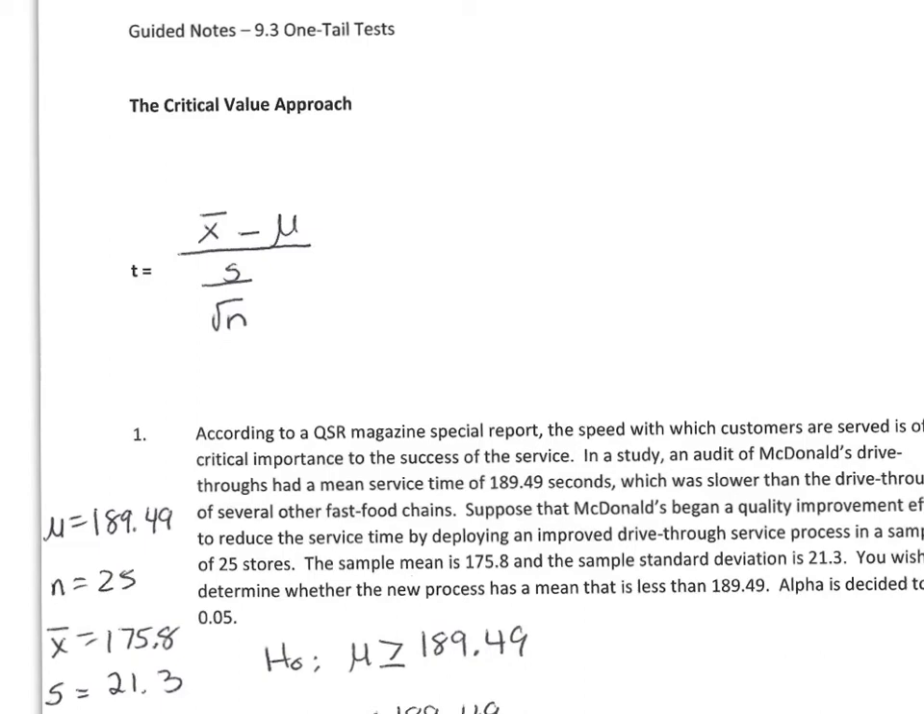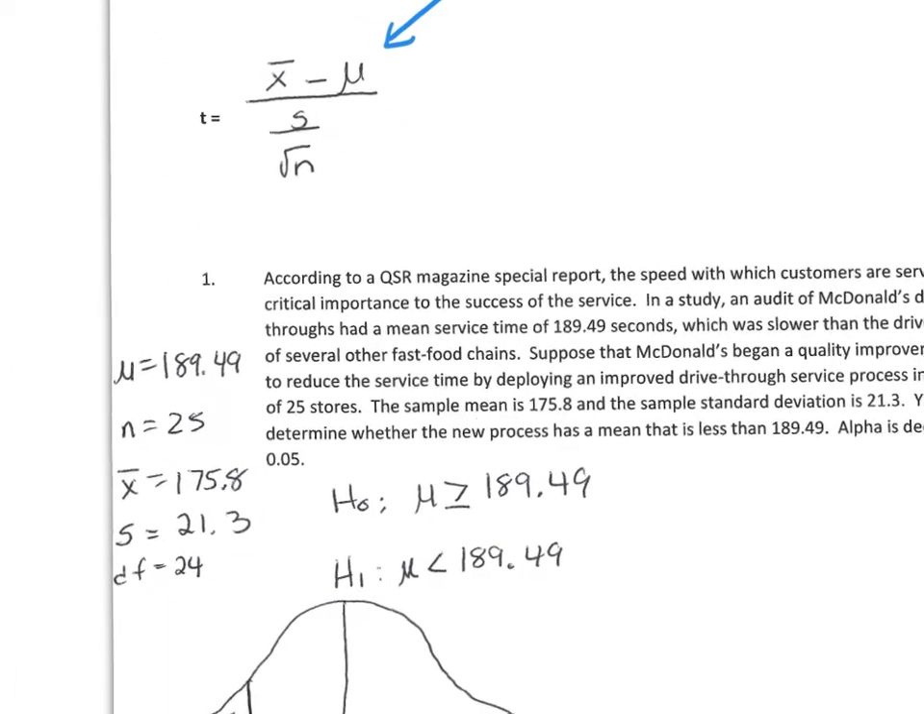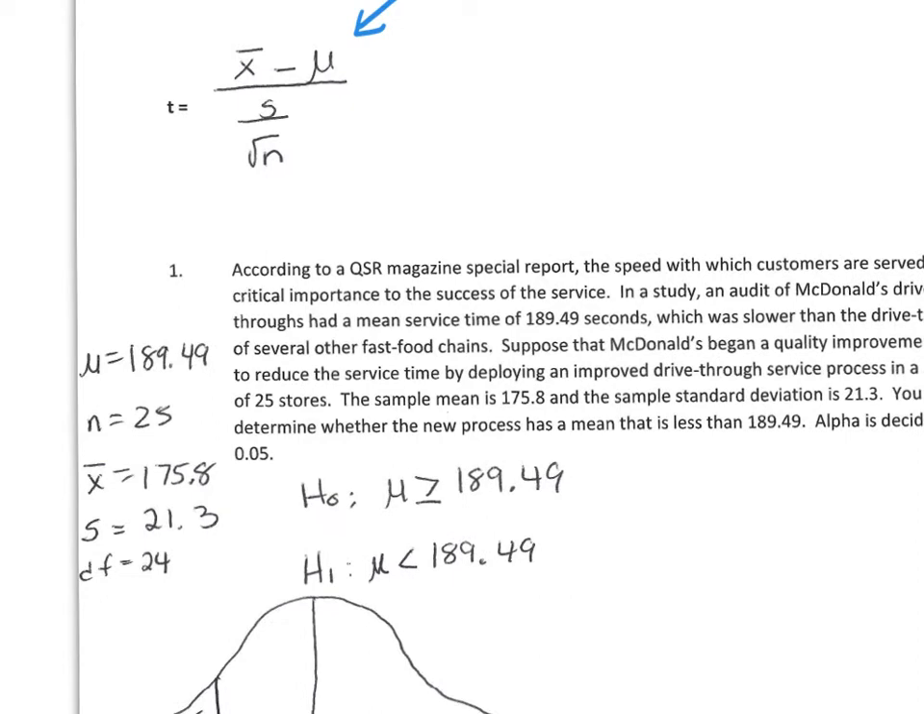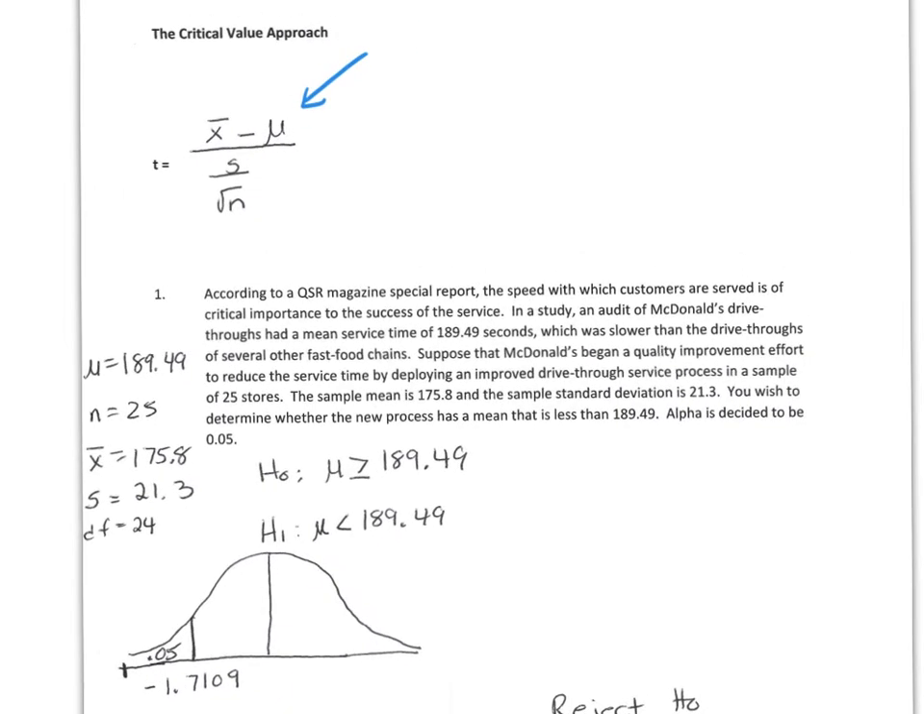This is section 9.3, one-tailed test. We'll also see that sigma is unknown. Here is your formula for your test statistic. Looks very similar to what we did earlier. Stop the video, read the problem, and write down notation as you come across a number.